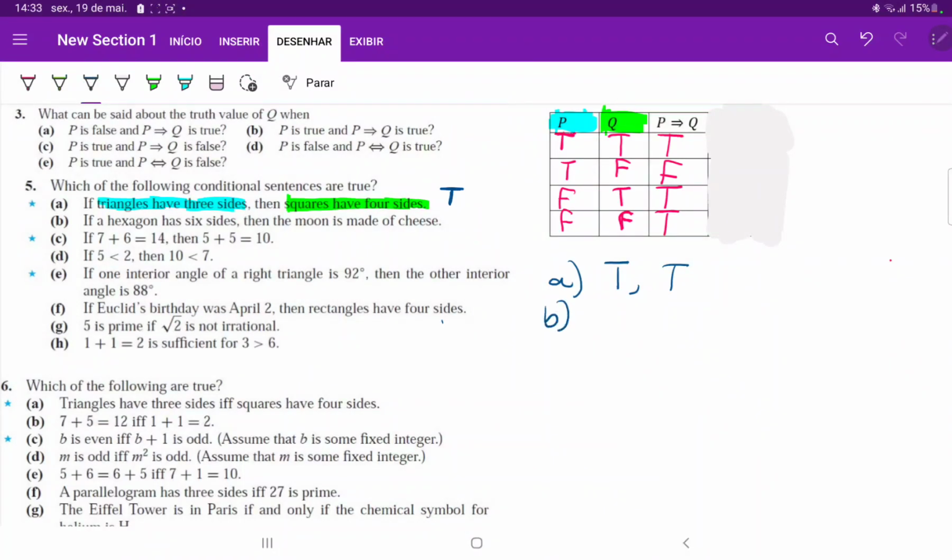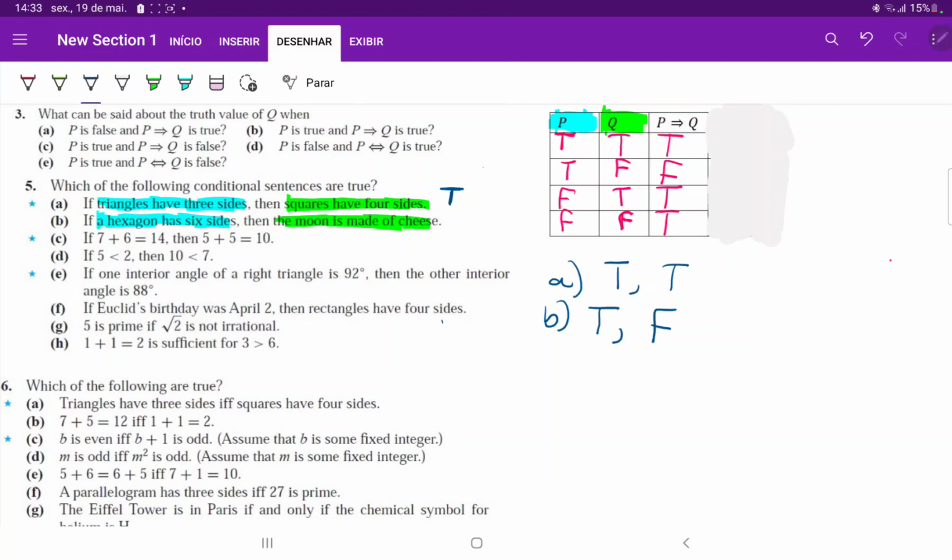Well, first of all, we have to identify P and Q. And thankfully, this is also stated in such a way that it's if something, then something. So if P, then Q. Now let's look at the truth values of P and Q. Well, hexagons do have 6 sides, so P is true. And it's saying that Q, the moon is made of cheese.